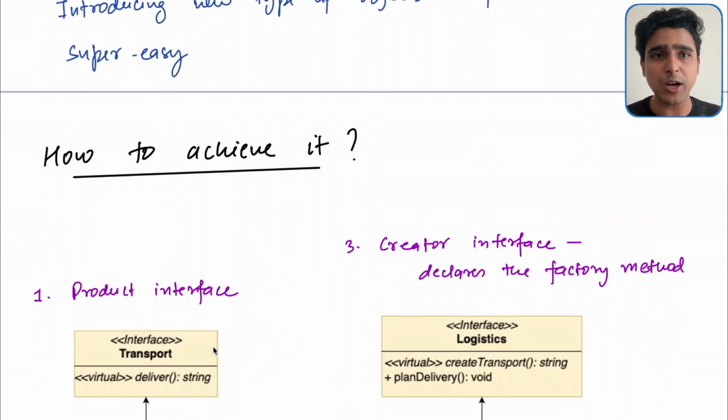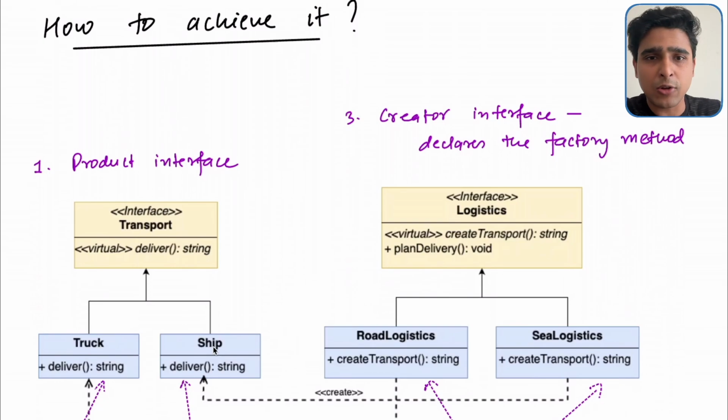So now how to achieve it? To understand how to achieve it, we will take an example. Let's say you are running a logistics company and you have two modes of transport available. One is road transport and one is sea transport. For road transport you have a truck, via truck you transport, and for sea you deliver via ship. Now what you want is, if a client chooses road logistics, your system should be able to deliver the parcel via truck, and if they select sea logistics, it should be able to deliver via ship.